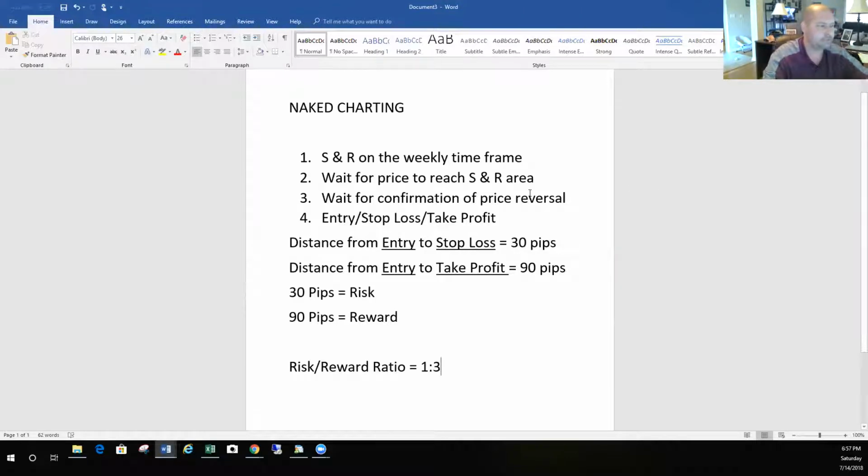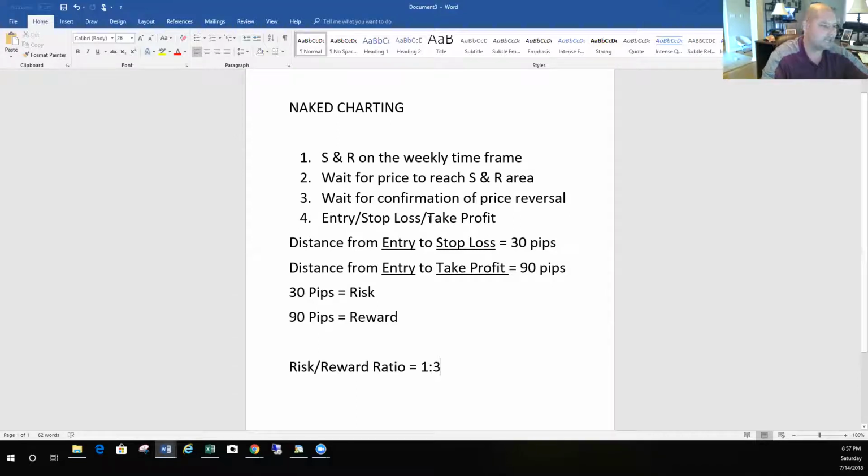And then at this point, after you have confirmed all of these, you still need to figure out, okay, what is my entry going to be? What price am I looking to enter at? Where am I looking to put my stop loss, and where am I looking to put my take profit? This is a very important part.